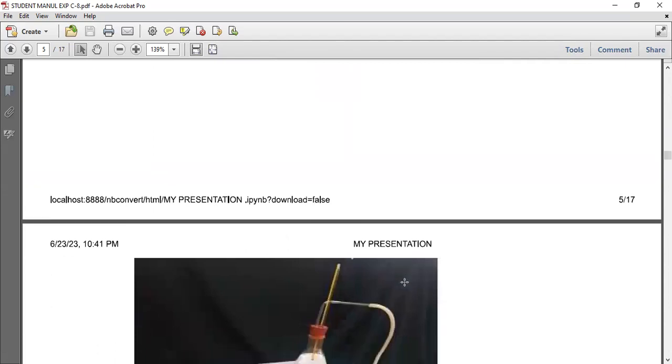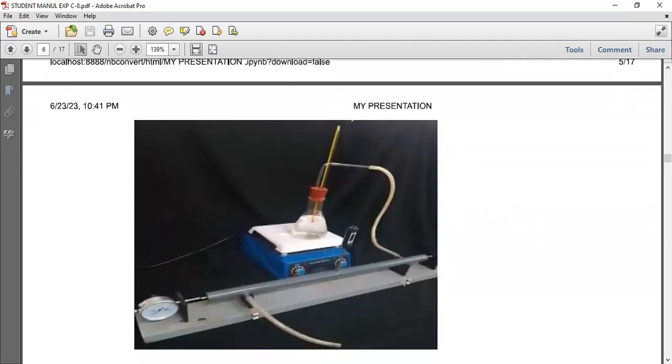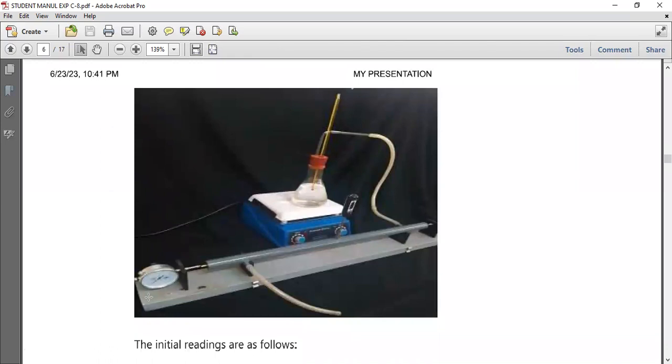So the setup is here. We have the setup here with us. Here is the dial gauge, as we discussed earlier. Here we have the outlet pipe. This will remove the condensed steam. We also have the inlet pipe here, and this is the conical flask.